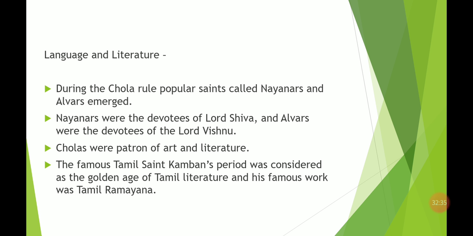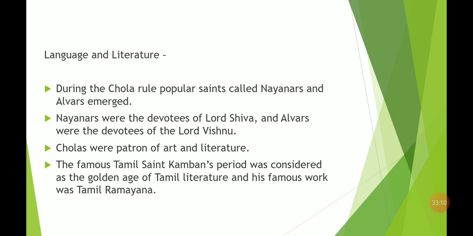Now language and literature. During the Chola period, language and literature also became famous. Two types of saints emerged during that period, the Nayanars and the Alvars. They were the saints who emerged during the reign of the Chola rule or empire. Who were the Nayanars? They were devotees of Lord Shiva, while the Alvars were devotees of Lord Vishnu.